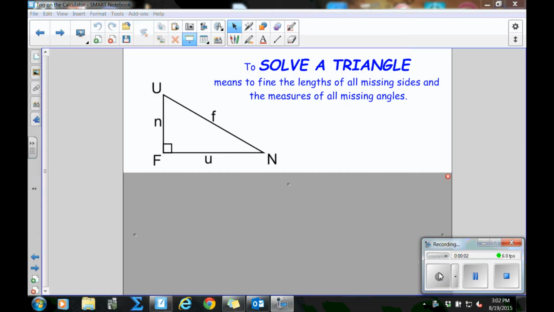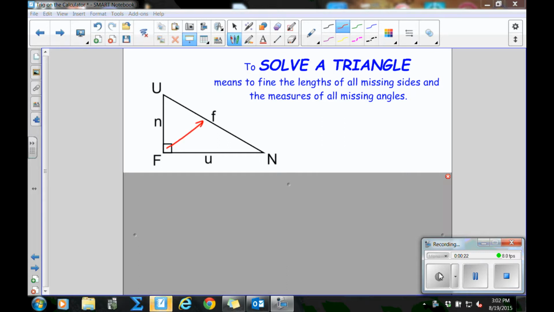When you're asked to solve a right triangle, it means to find the lengths of all of the missing sides and all of the missing angles. This should look familiar from geometry a couple of years ago. What we need to emphasize is that angles are capital letters, sides are lowercase letters.